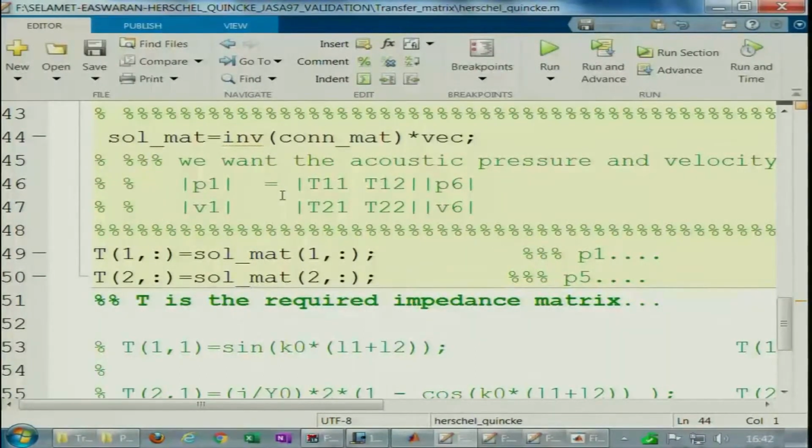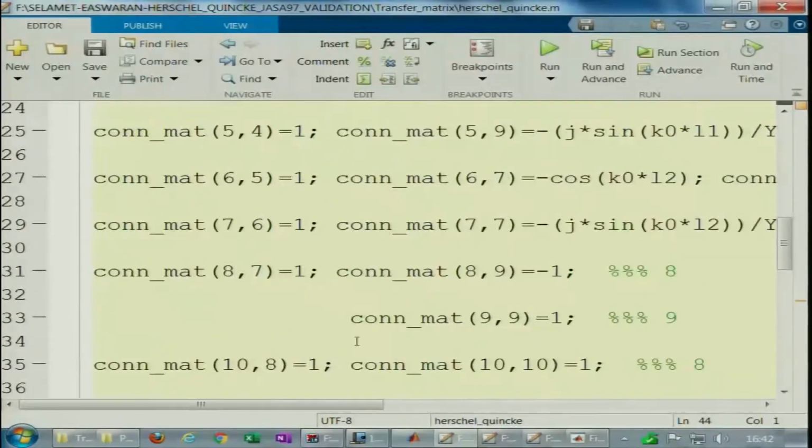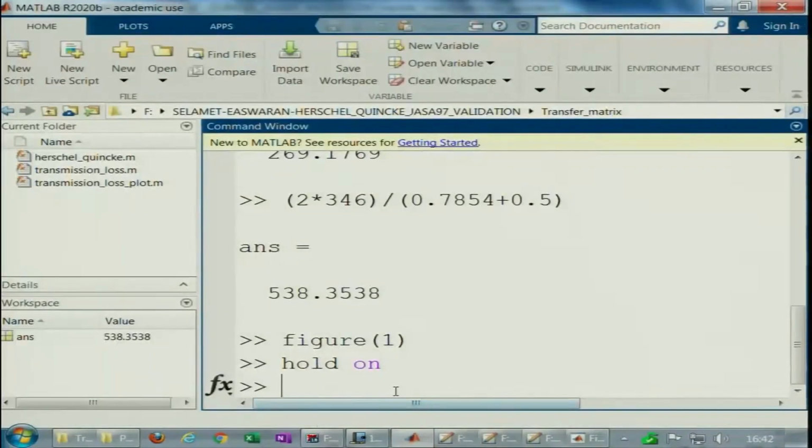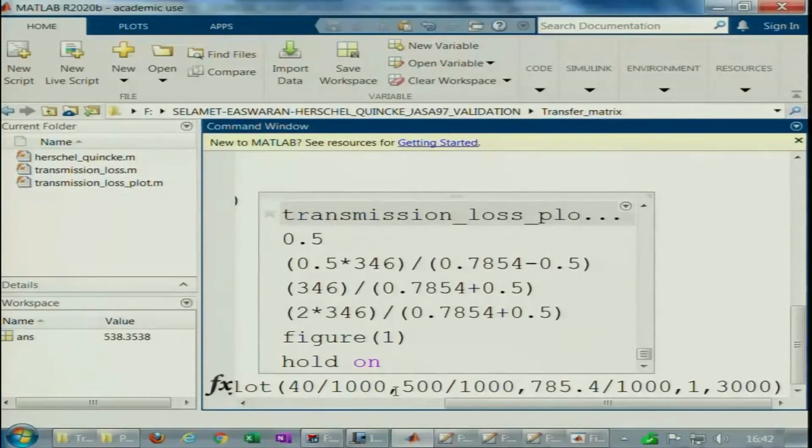So, one possible area of research is to develop an algorithm which will just see the configuration and define the connectivity matrix in such a manner, start dumping the elements at appropriate places using proper bookkeeping. These are all part of numerical techniques or training that one must go through. So, T1 and T2 we are getting like this from solmat, and then the idea is just to run the code again. I have already put hold on, which means save the previous result and plot it using a different color.